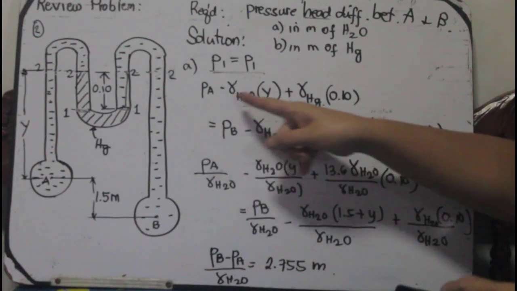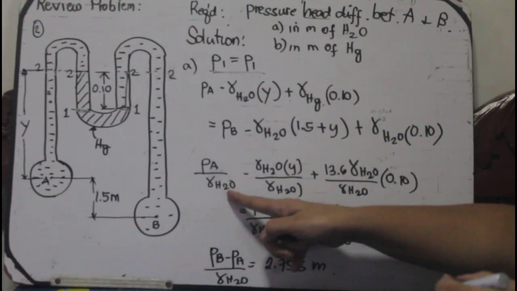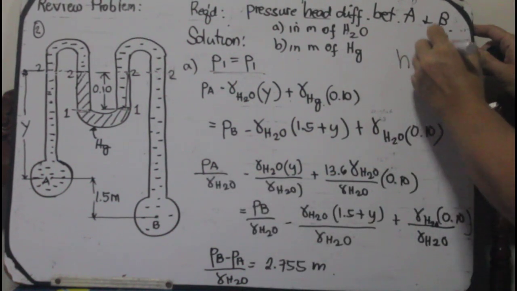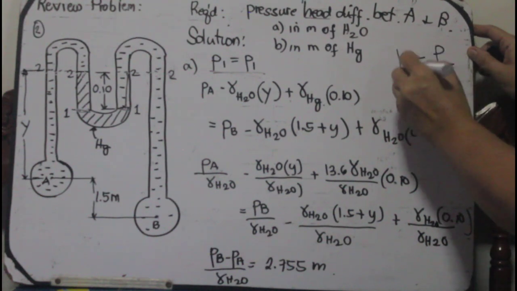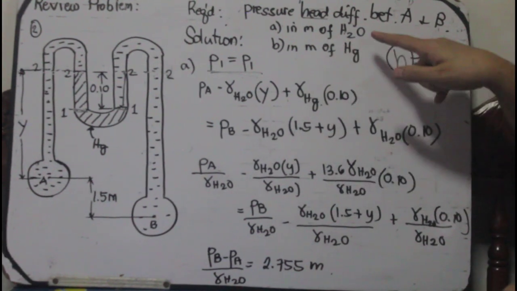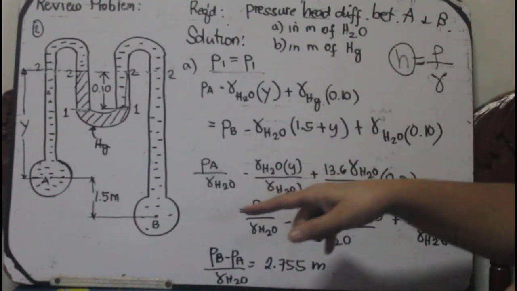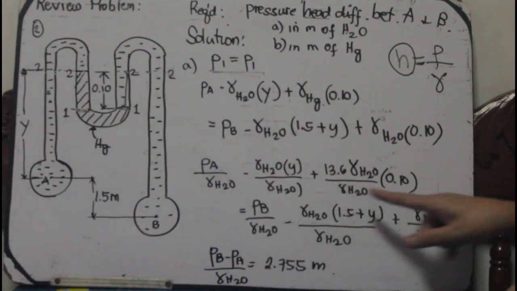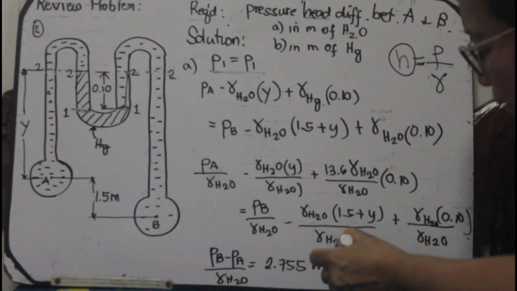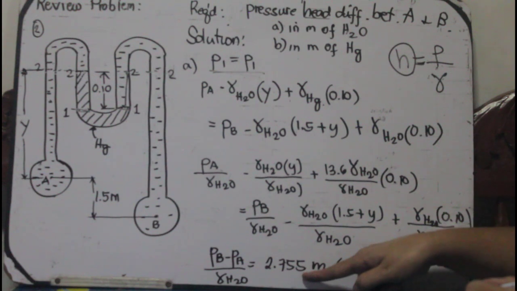So, lahat ng quantities na yan is to be divided by the unit weight of water. Okay? Because H is equal to pressure over the unit weight. This is a pressure head. So, lahat na yan, i-divide natin by the unit weight of water. Yun yung nire-require sa atin. Pressure head difference in meters of water. So, that is the pressure head difference in meters of water is 2.755.